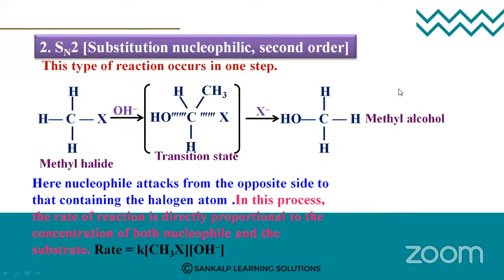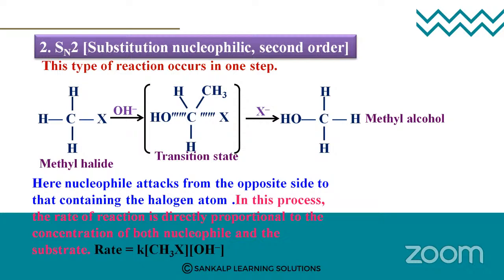Then we are going to see the SN2 mechanism. What do you mean by SN2 mechanism? SN2 is substitution nucleophilic second order, that is, bimolecular. Bimolecular means the rate of the reaction depends upon the concentration of both reactants. This type of reaction occurs in one step.